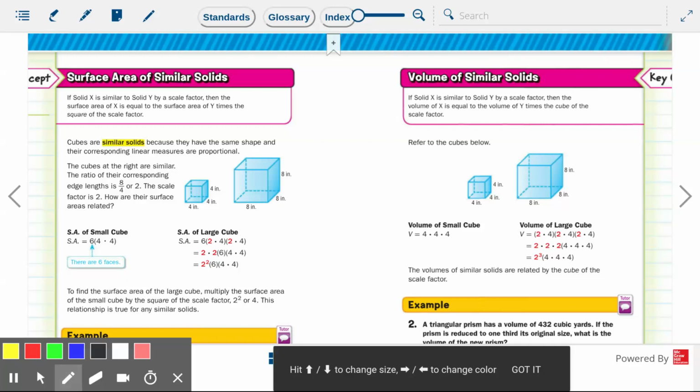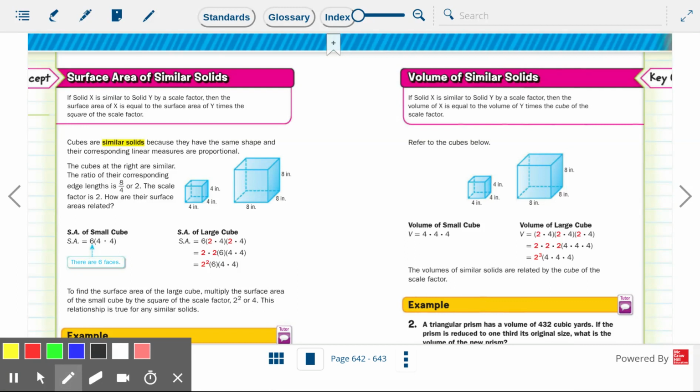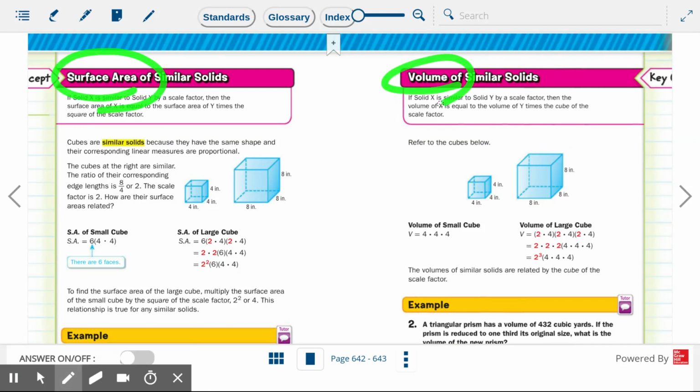Hello, 7th grade. This lesson goes back to some stuff we've talked about before with scale factor and changing in dimensions. We've talked about this a little bit in the last chapter, so this is a good review. And you notice it's talking about the difference between surface area and volume.